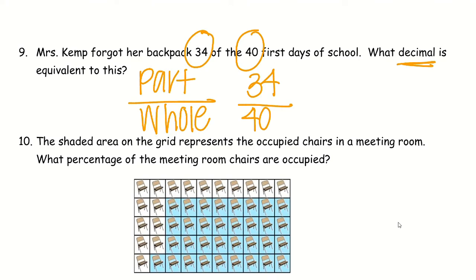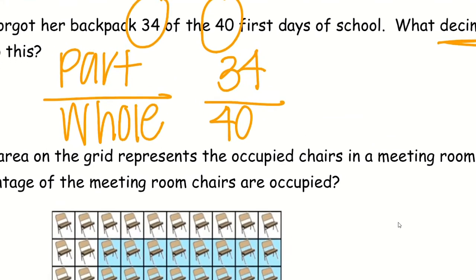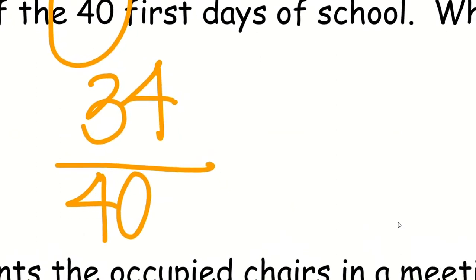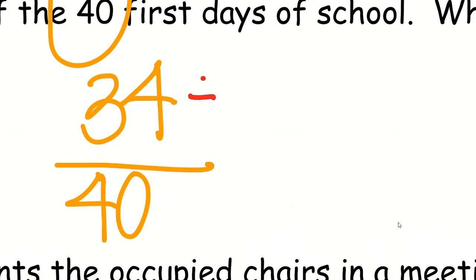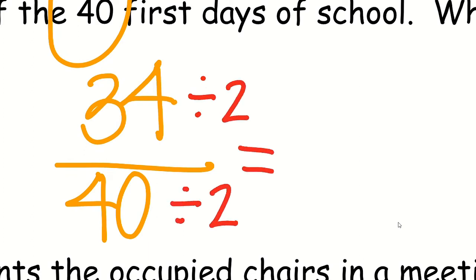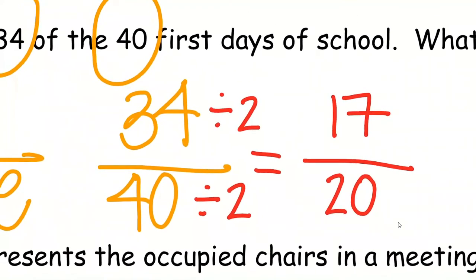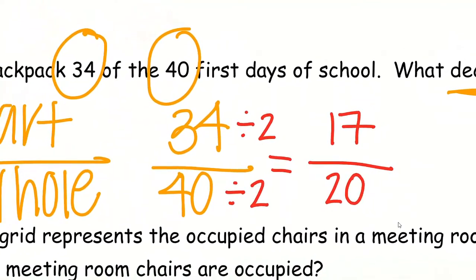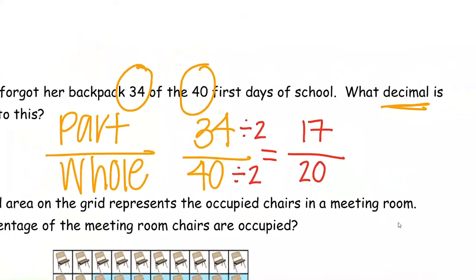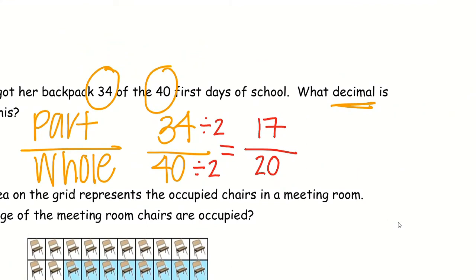Those are both even. Let's simplify this. You could just go to decimals, but Miss Neal's lazy, and I don't like all these big numbers. I want to make them baby numbers. They're even, so let's divide by 2. Let's cut them in half. 34 divided by 2 is 17, and 40 cut in half is 20. So I've got 17 twentieths. I know 17 is prime, and it doesn't go into 20, so that's as far as I can go.